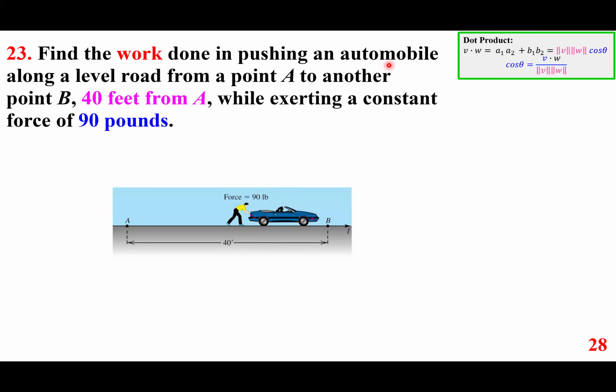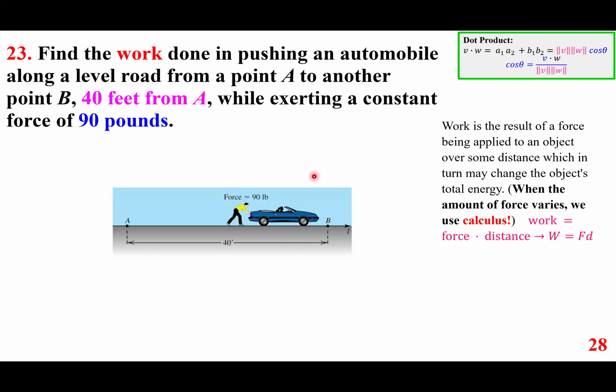Find the work done in pushing an automobile along a level road from a point A to another point B 40 feet from A while exerting a constant force of 90 pounds. So we're going to go from point A to point B, and we're going to exert 90 pounds. What is work? And this is something from physics. Work is the result of force being applied to an object over some distance, which in turn may change the object's total energy. When the amount of force varies, we use calculus. Work equals force times distance, W equals FD.